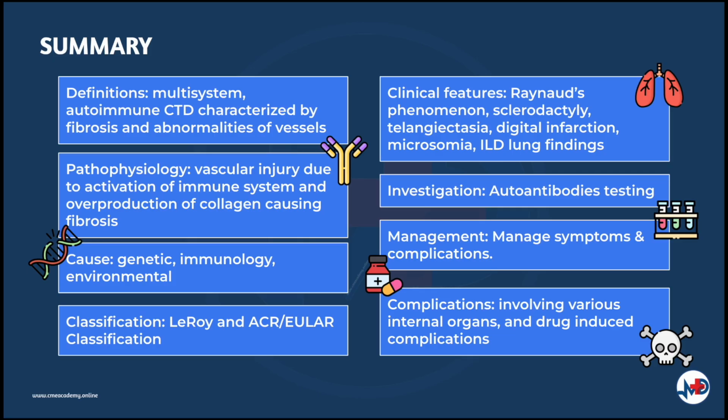The autoantibodies include ANA, anti-topoisomerase, anti-RNA polymerase III, and anti-centromere. There's no specific treatment to cure scleroderma. The principal management includes managing the symptoms and complications. The complications of scleroderma include pulmonary, myositis, renal crisis, hypothyroidism, GI complications, as well as cardiovascular complications, among others.